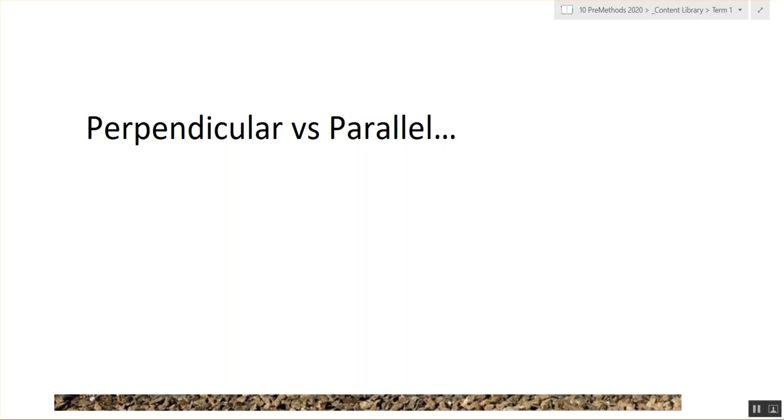So perpendicular, like I just said, perpendicular is when something is at 90 degrees, okay? So two lines, 90 degrees to each other.